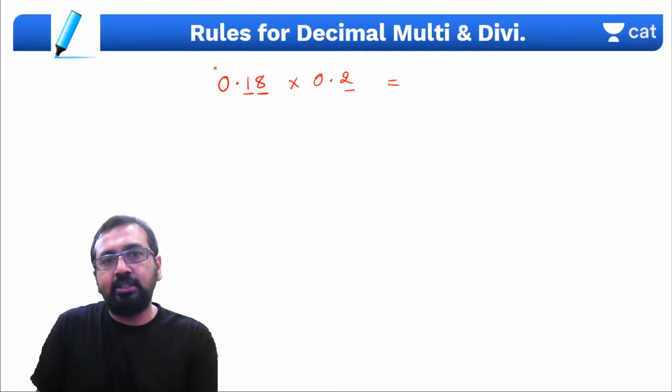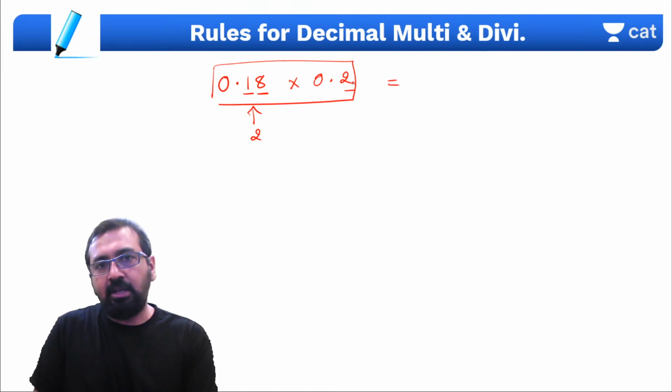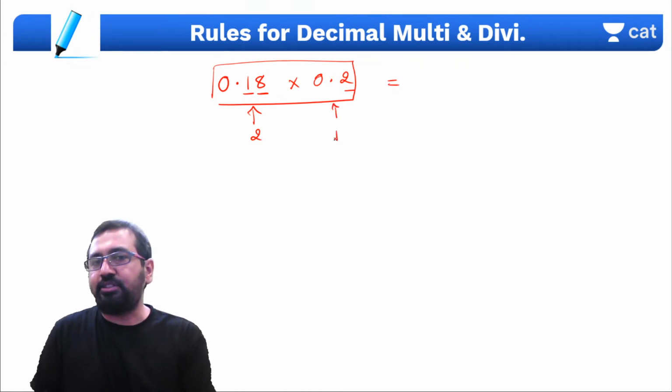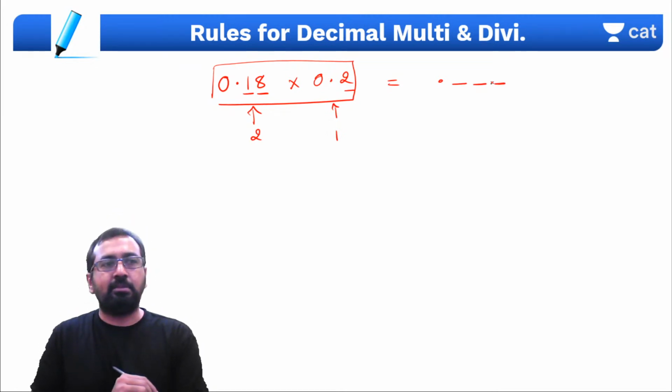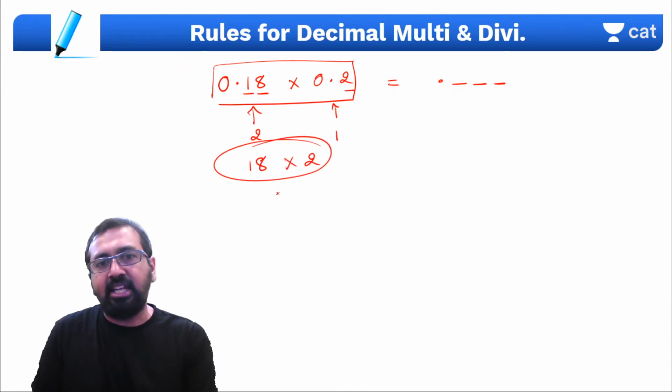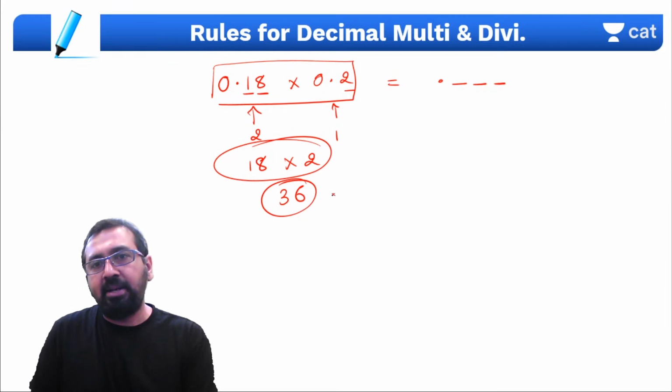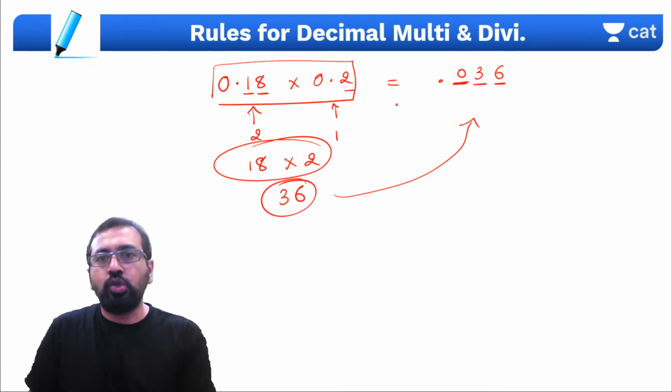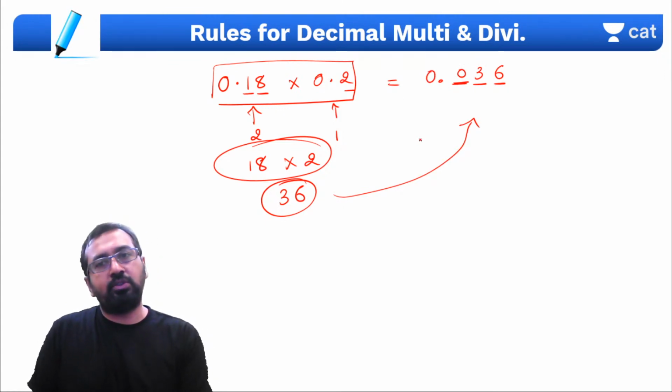For example, here there are 2 numbers. In this number we have 2 digits after decimal. In this number we have 1 digit after decimal. So my answer will have a total of 3 digits after decimal. Very simple. Now just eliminate this decimal. So my numbers will be 18 and 2. Multiply 18 with 2. The result is 36. Place this 36 towards the right side, and whatever space is left, you fill it with 0. So the result will be 0.036.